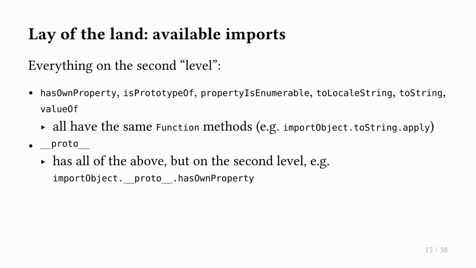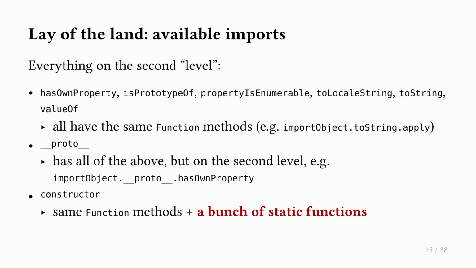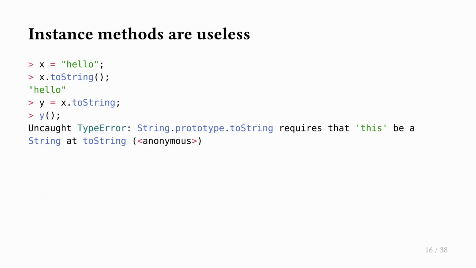So then there's also the proto property, which refers to the object prototype itself. So that gives us all of the stuff above, but on the second level. Maybe interesting. And then there's the constructor property. And this one is super interesting because it's also a function, so it also has all the same stuff like apply. But it also refers to the object constructor, which is capital O Object global, which has a bunch of static functions as well. And why is that relevant?